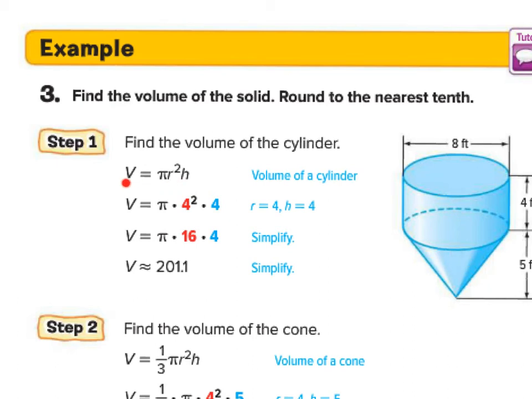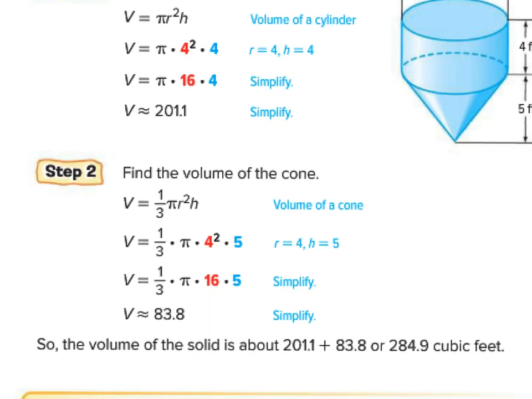So here you can see that they're finding the volume of the cylinder first, right? Because you know the formula for volume of a cylinder. They plug in the variables or replace the variables with the values, the dimensions, and they find the volume of the cylinder. Then they use the formula for finding the volume of the cone, and they find that. And then at the very end, they add the two, as you can see right here. They add the two, and that gives them their total.